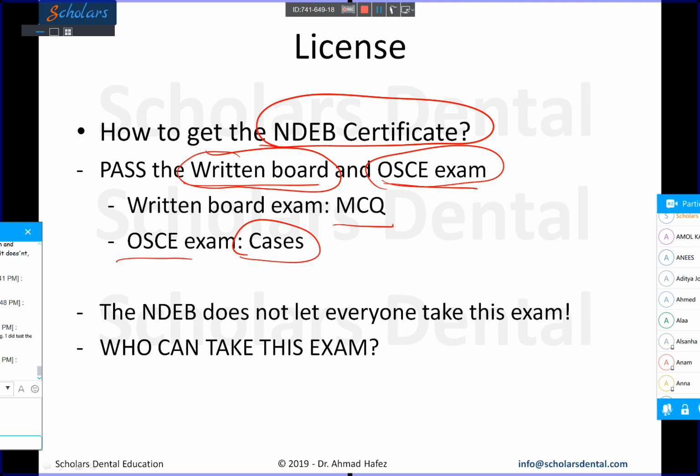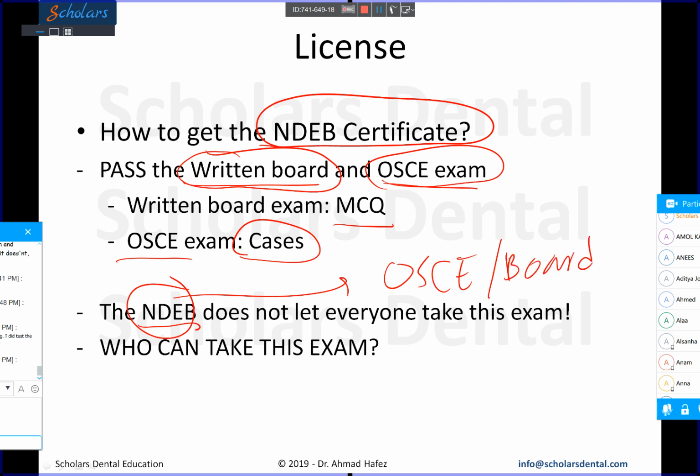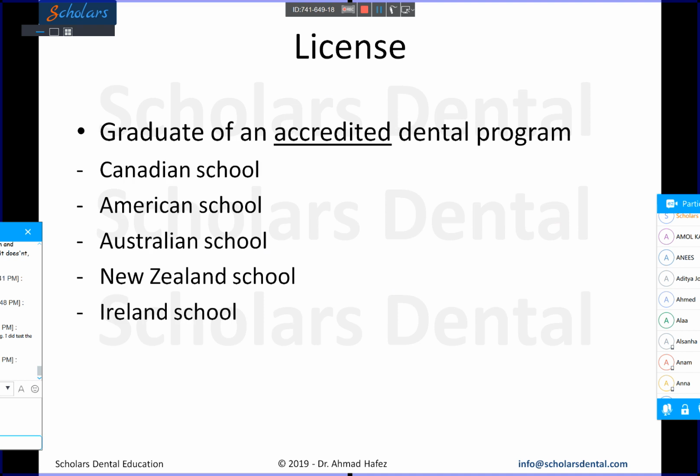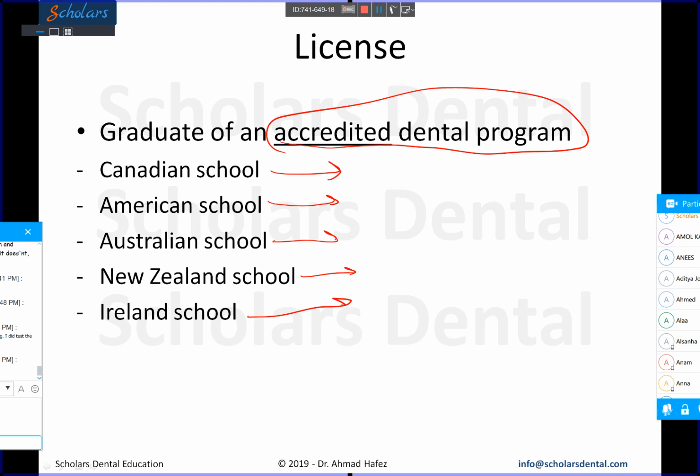But the issue is the NDEB is not just going to let anyone go ahead and take these two exams. You have to have qualifications. Not everyone is allowed to do it. Who can take the OSCE and board exams? People from an accredited dental program. That means graduates of Canadian dental schools, American, Australian, New Zealand, and Irish dental schools. All these can take the OSCE and board exams.